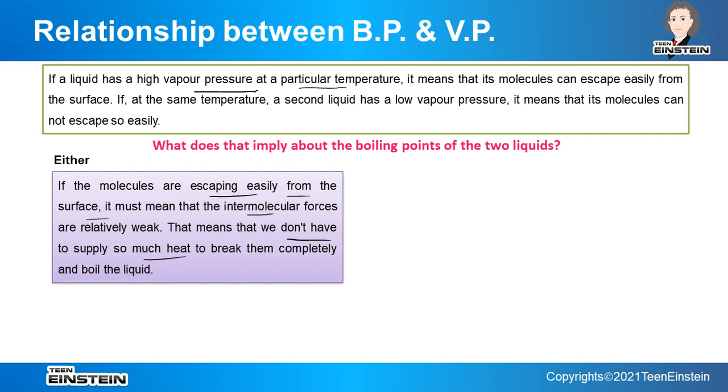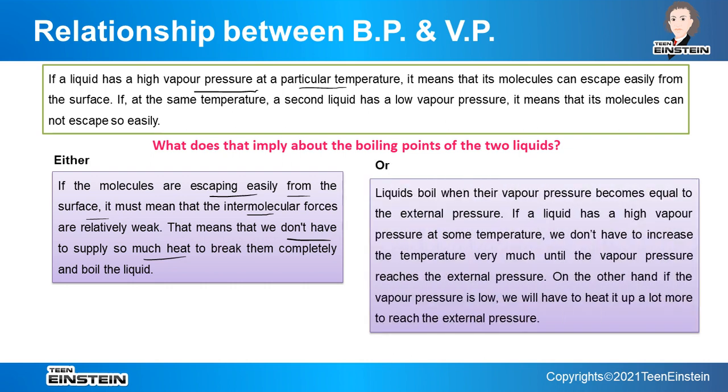Another explanation is also possible. When do liquids boil? When their vapor pressure becomes equal to the external pressure, that is the external atmospheric pressure, mostly 1 atmosphere. Not under all conditions will the vapor pressure become equal to the external pressure. At a particular temperature, when these two pressures are equal, only then can it boil. So that is the boiling point: the temperature at which vapor pressure becomes equal to the external pressure.